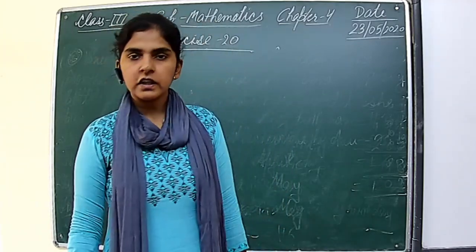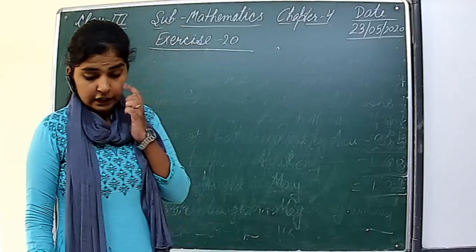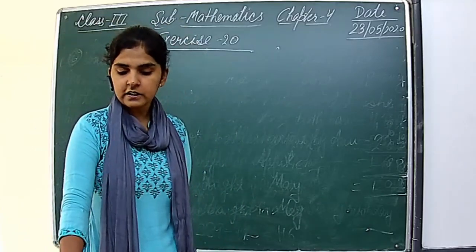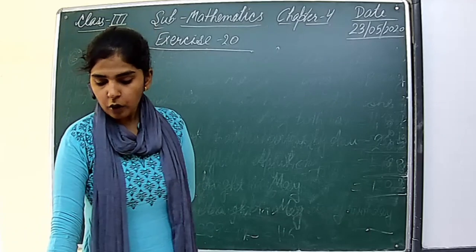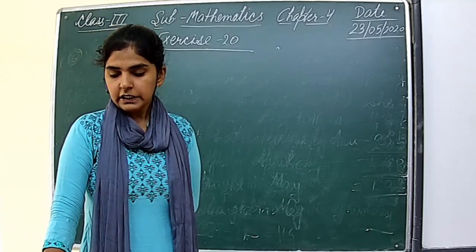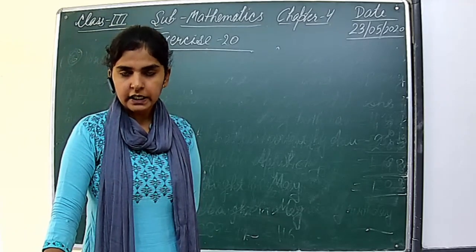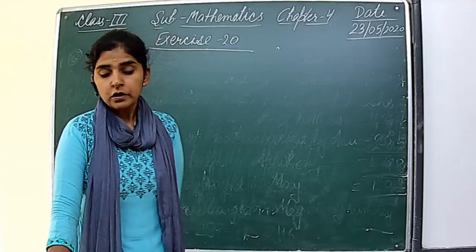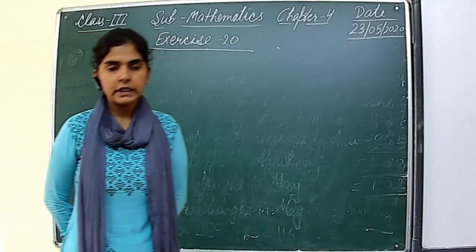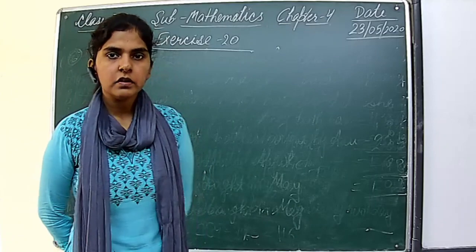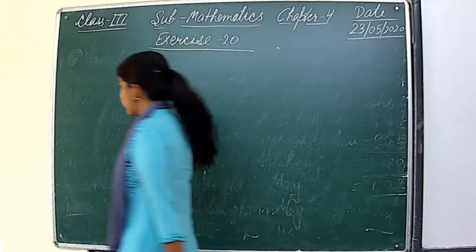So let us see question number 7, which is: there are 430 seats in a cinema hall. On one day 85 seats were found vacant in a show. So how many people saw the movie in that show? Write the number sentence. So let us write the question.